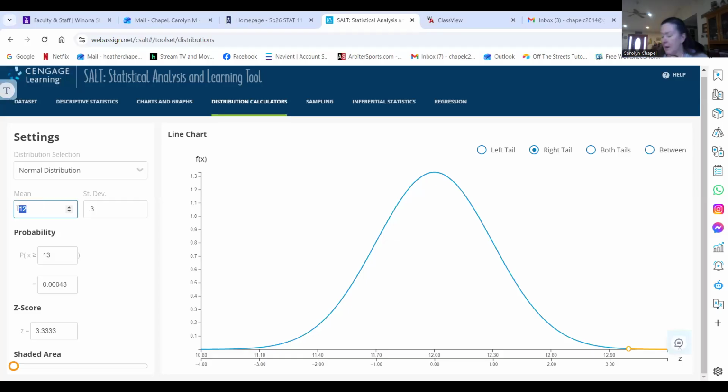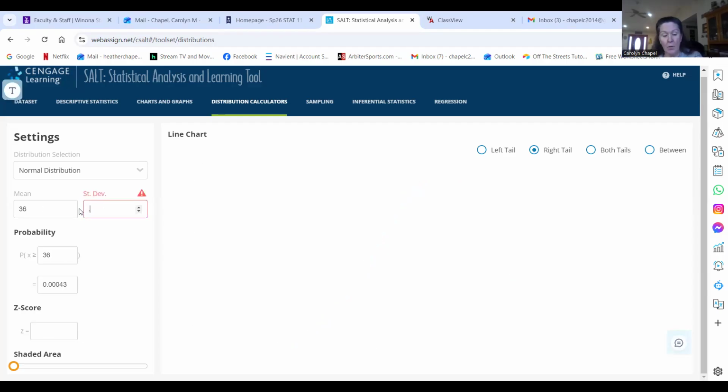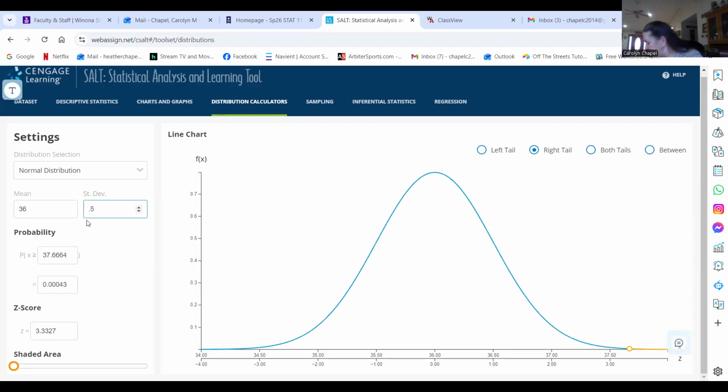Okay. So my mean for these problems was 36, the center, the average of our femur bone. Our standard deviation for X bar is 0.5. In the first problem, we did want to use a right tail, and we are going bigger than 38.5, which is, again, 0.